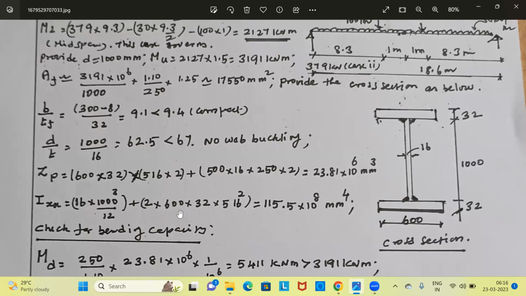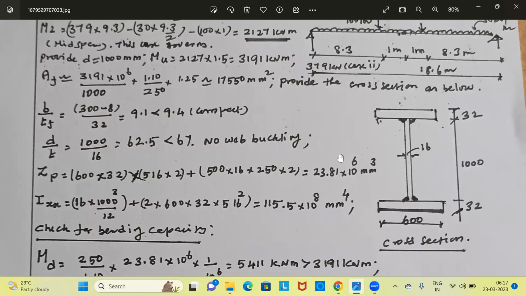Now it is 2 into 600 into 32. 600 into 32 is the area, A, into h square. The flange area is concentrated at a distance of 16 mm from top. From the neutral axis, the distance is 500, therefore 500 plus 16, 516. So A h square is 600 into 32 into 516 square. There are two places, therefore 2. This is the moment of inertia of the flange plate about the neutral axis. Moment of inertia of the flange plate about its own axis is neglected. It is small. So this gives a value of 115.5 into 10 power 8 millimeter power 4.